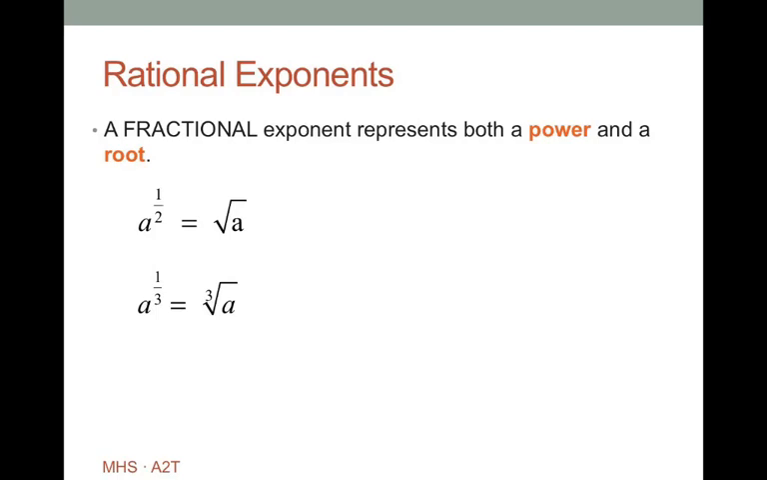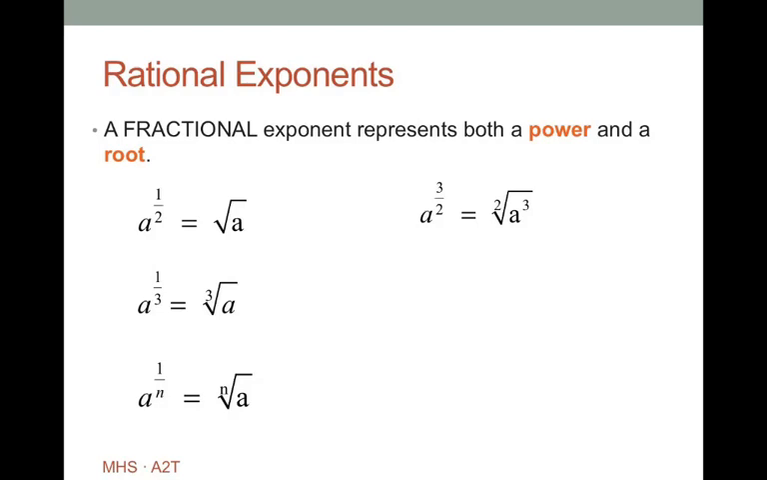By the same token, a to the 1/3 is the same thing as the cube root of a. So therefore, a to the 1/nth power would be the nth root of a. When we're talking about fourth roots, fifth roots, sixth roots, you can write them instead as a fraction, a to the 1/4, 1/5, or 1/6.